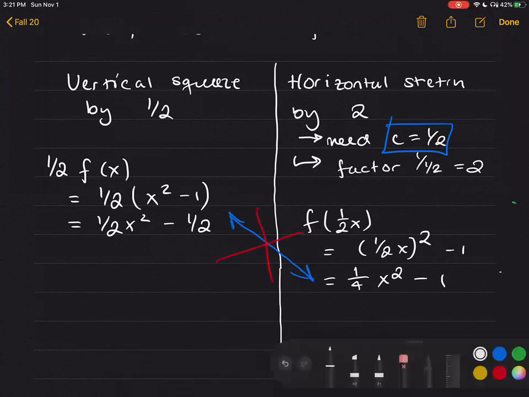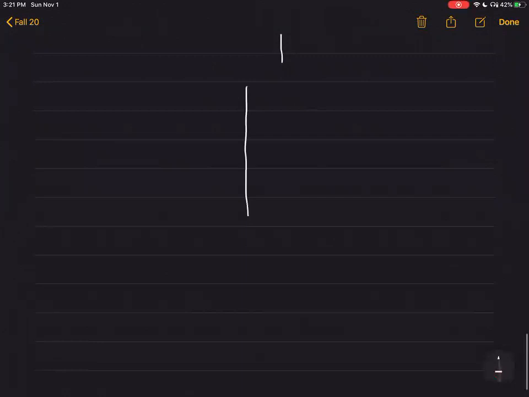And in fact, if we graph these, if we look at a graph of them, put some tick marks on here.